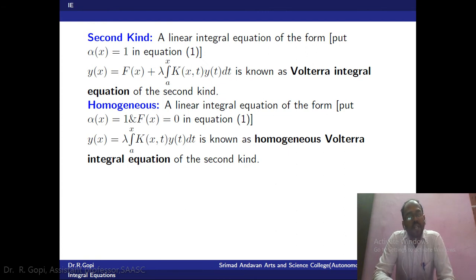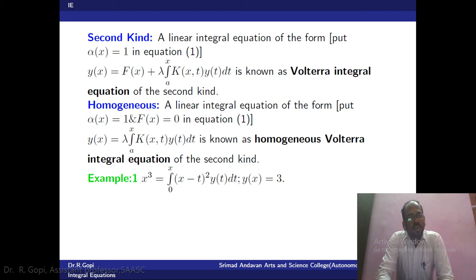What is the difference between the homogeneous Fredholm integral equation and the homogeneous Volterra integral equation? The homogeneous Fredholm integral equation contains the integral from a to b, where a and b are constants. Here the integral is from a to x, where a is a constant and x is the variable, and this is known as a homogeneous Volterra integral equation of the second kind. Why is it called the second kind? Suppose alpha of x equals 0, then the equation is called the homogeneous Volterra integral equation of the first kind.